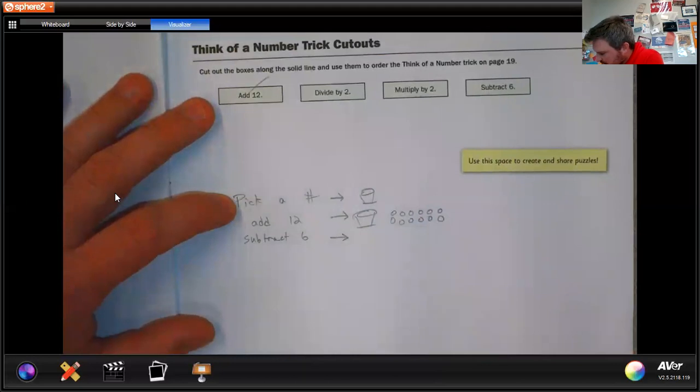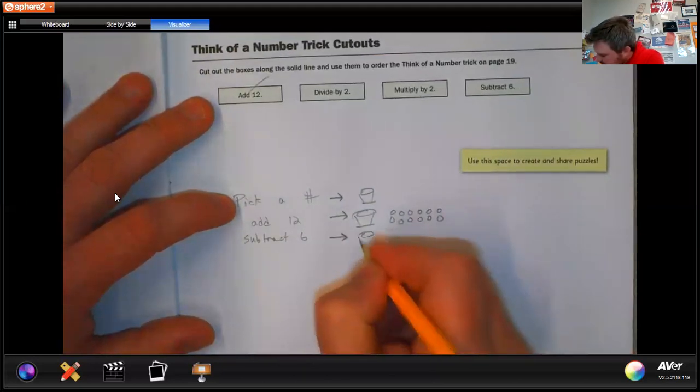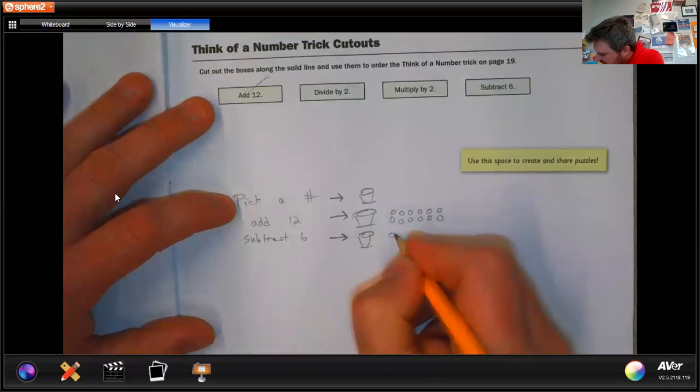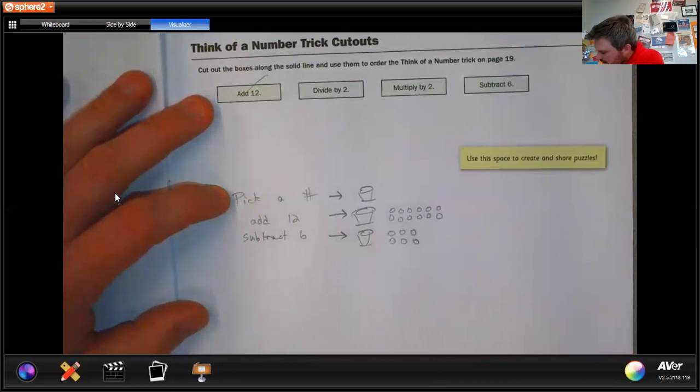Okay, so subtract 6. And we're going to get a bucket. And 12 minus 6 is 6. So I got 6 marbles. And that one's gone.